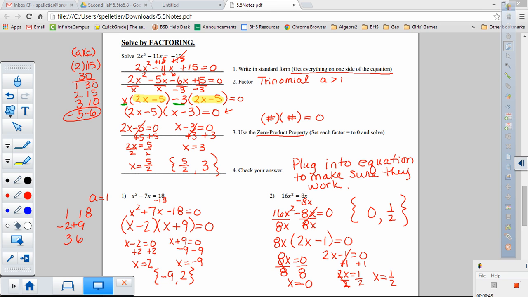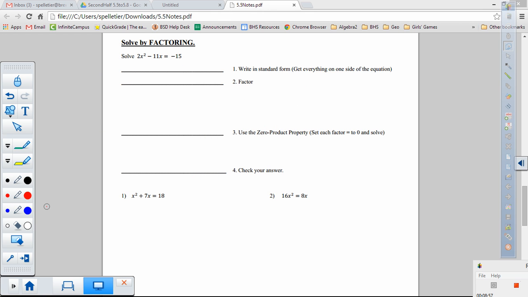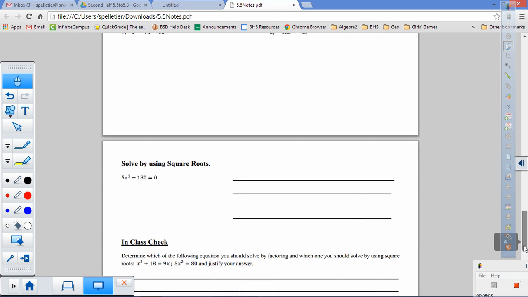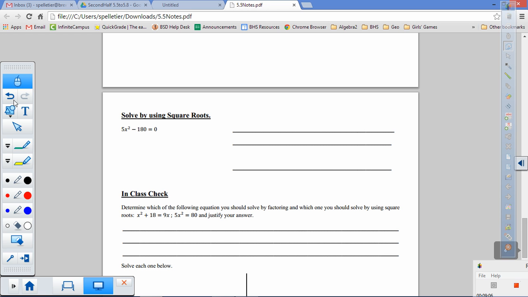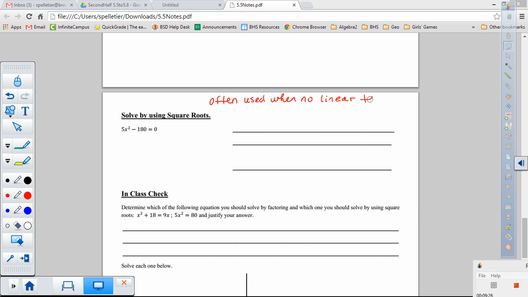You just have to practice your factoring, make sure you're ready to go. Let's scroll to the next page and check out how to solve by using the square root property. So we're going to go ahead and scroll the page up, and we're going to solve by using square roots. Okay? Solve by using square roots. So typically we use the square root property when there is no linear term. Not always, but very often it's used when there's no linear term.